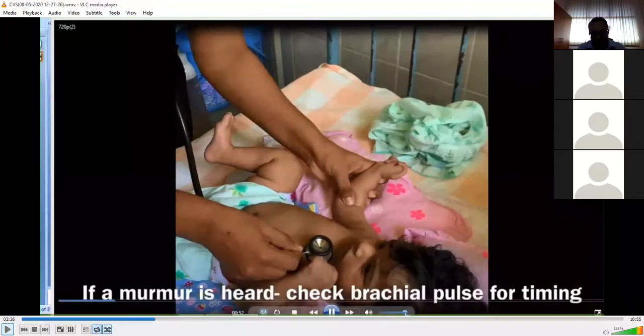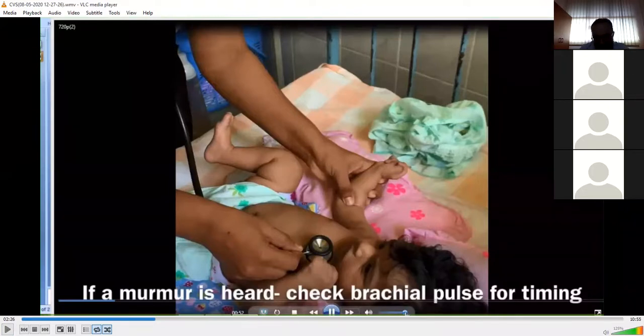Okay. So what is she doing now, the examiner? Why is she holding the brachial pulse while auscultating? Yes. So to see if it's a systolic or a diastolic murmur? Yeah, that is to time the murmur.